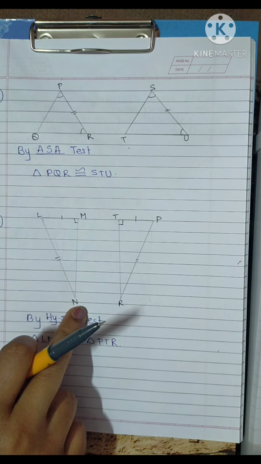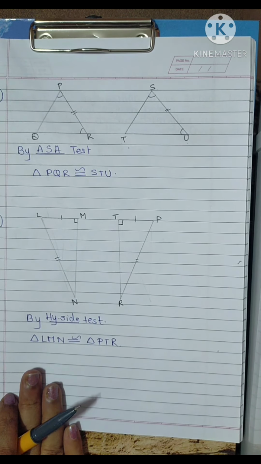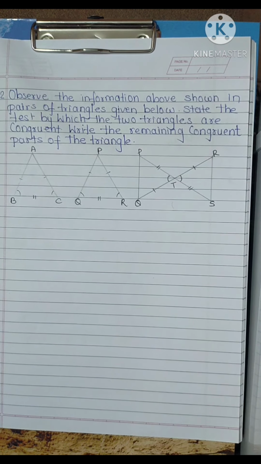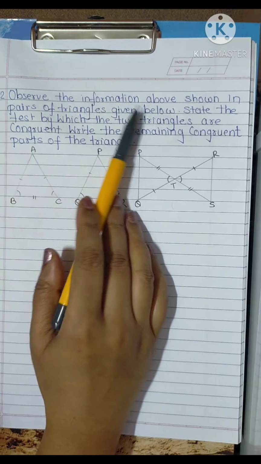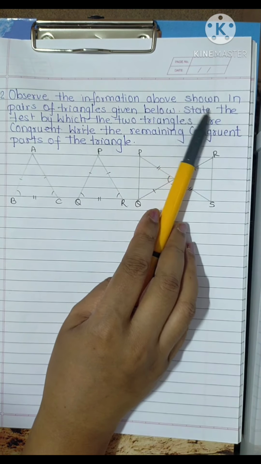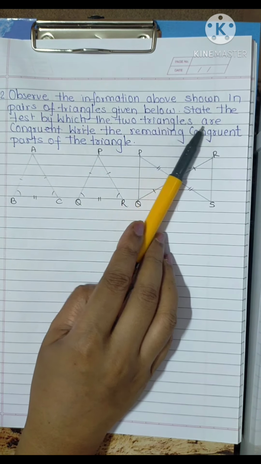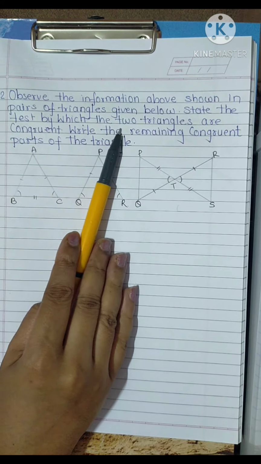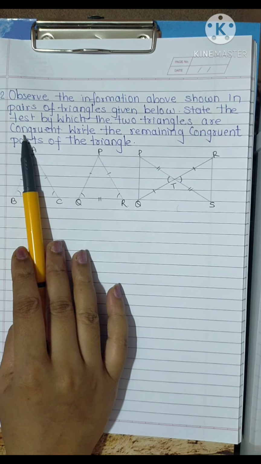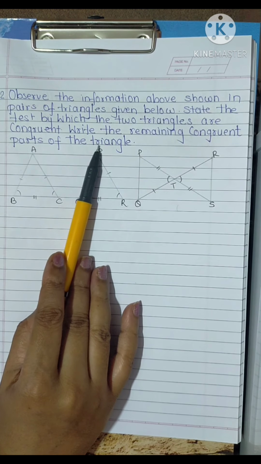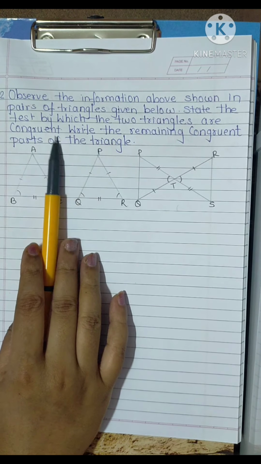I hope you understood. Now we are going to solve question number 2 of practice set 3.2. Observe the information shown in the pair of triangles given below. State the test by which the two triangles are congruent. Write the remaining congruent parts of the triangles. So we have two figures here.